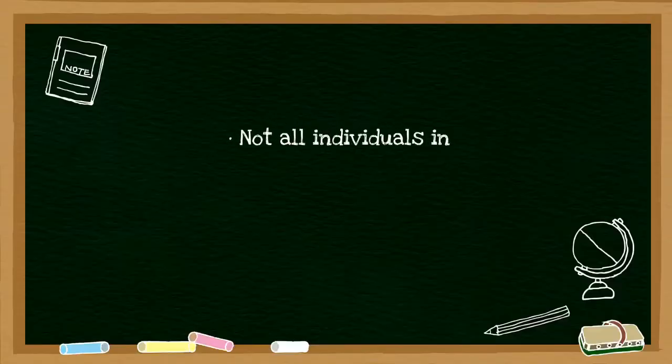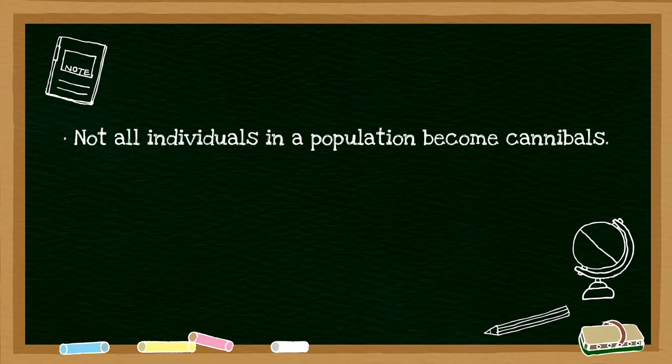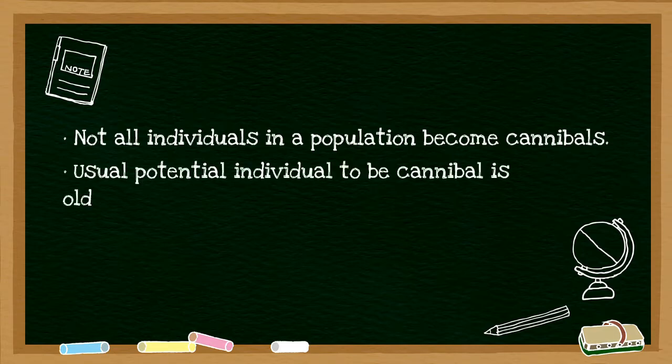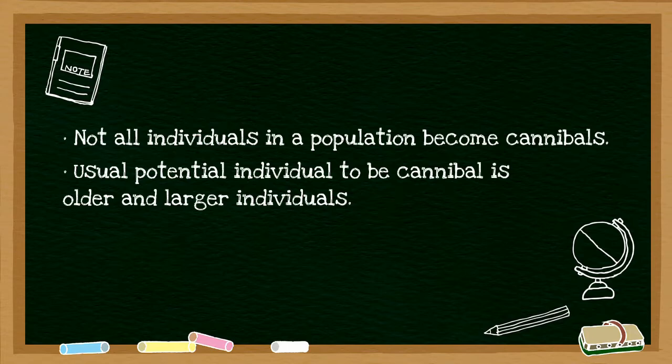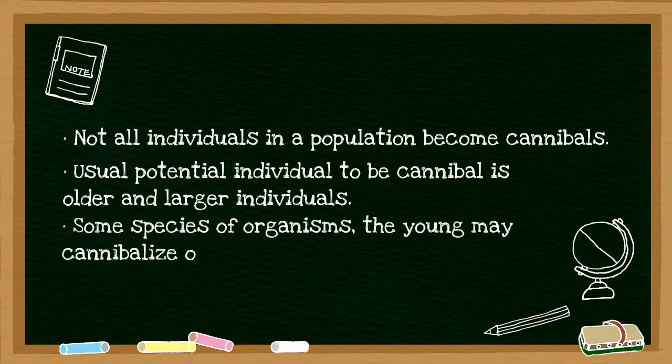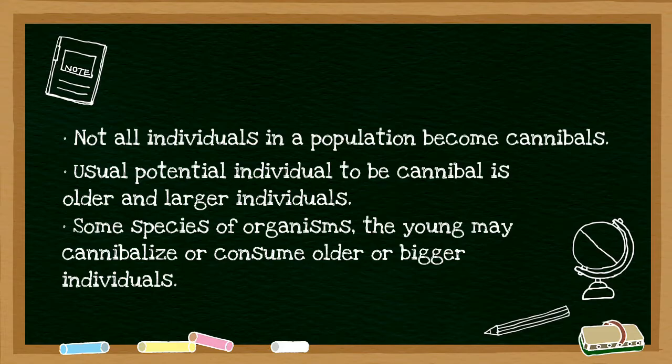Next, in cannibalism, who is mostly involved in this situation? Well, to be clear here, not all individuals in a population become cannibals, but the individuals most likely to be cannibals are older and larger individuals. And in some species or organisms, the young may cannibalize or consume older or bigger individuals.